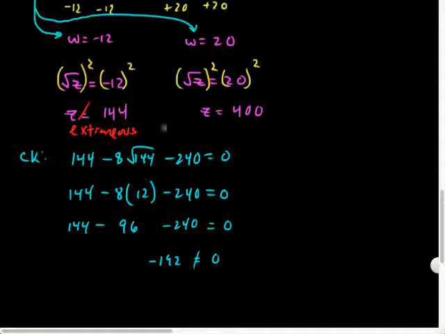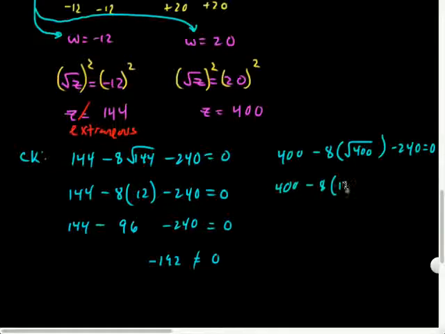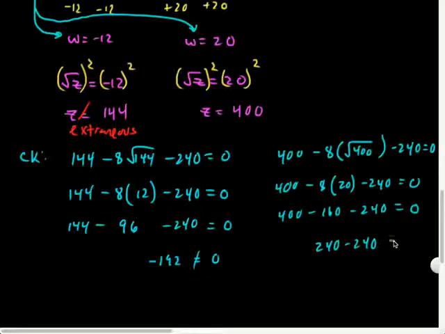Let's do the same quick check this time for 400. 400 minus 8 times the square root of 400 minus 240 equals 0, question mark? We'll find out. Minus 8 times 20. Oh, classic. That looks like that's going to be 160 in the negative range, not 1600. Let's see, this is 240 minus 240. Oh yeah, 0 equals 0.